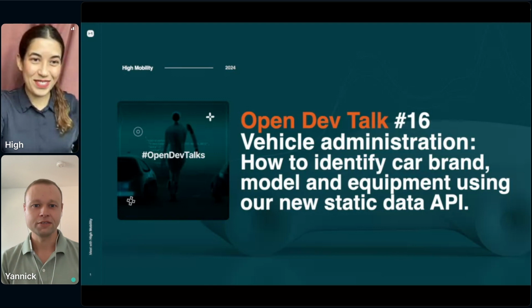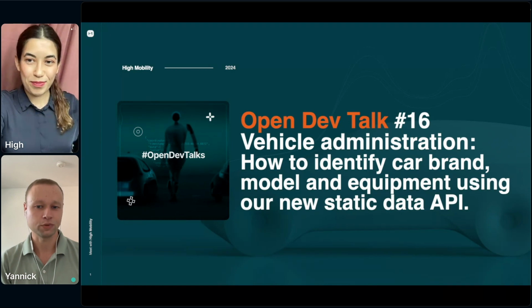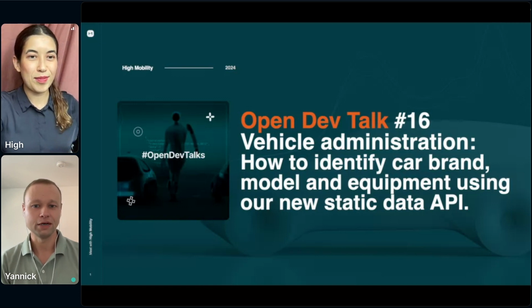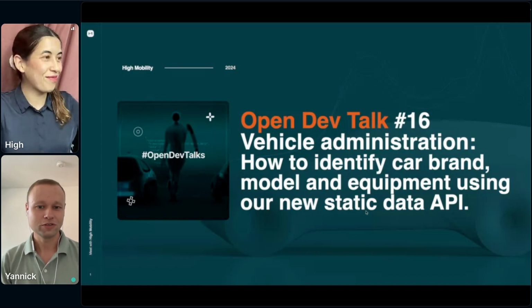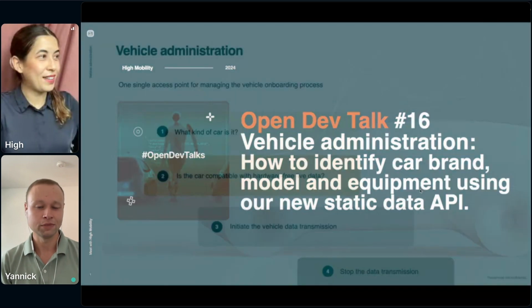In today's session, we will explain how you can identify a car brand, model, and equipment list using our new static data API. We have two sections that we're going to present today. In the first section, I will talk about the four key pillars of vehicle administration, and identifying cars by its VIN is a key part of this. And in the second section, we will talk about and demo the live static data API that will be shown by Anissa. But we will kick it off now and talk about vehicle administration.